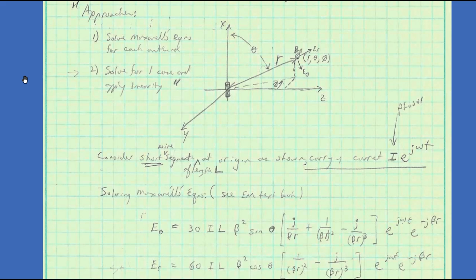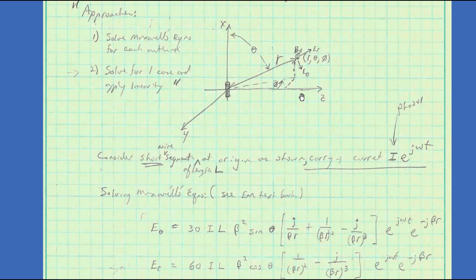So what we do is we solve for the fields from a simple element like that. And then we can find out the fields from the entire antenna by summing up the fields from all of the different elements. Now, what am I trying to show in this picture? This is a Cartesian XYZ coordinate system with a spherical coordinate system shown as well. So we've used the XYZ coordinate system before.